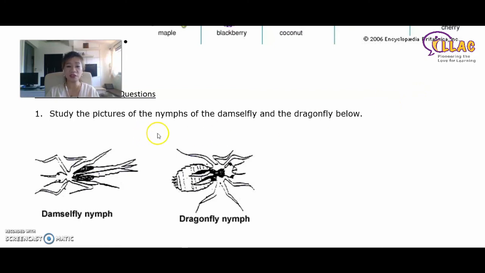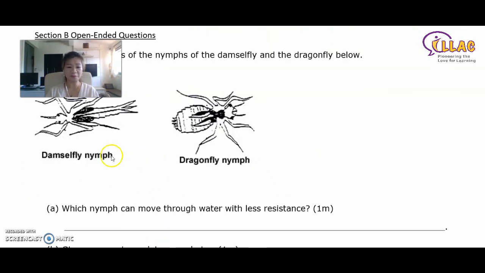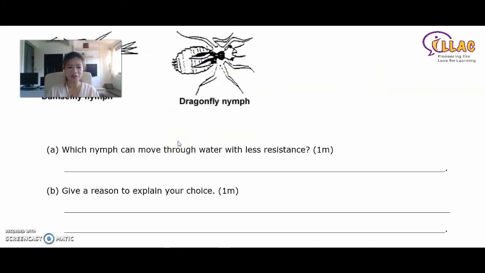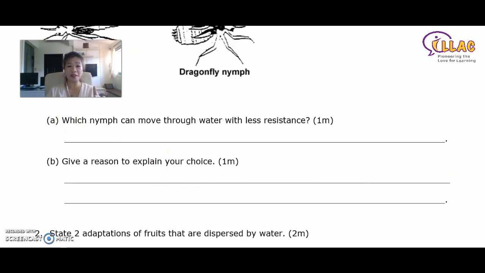So study the pictures of the damselfly and the dragonfly below. So damselfly is here, dragonfly is here. The question says, which nymph can move through water with less resistance? You notice that this one has got a more streamlined body. This one has got a bigger butt, so not so streamlined. So which nymph can move through water better? It will be the damselfly. So why is that so? The keyword will be that it is more streamlined.